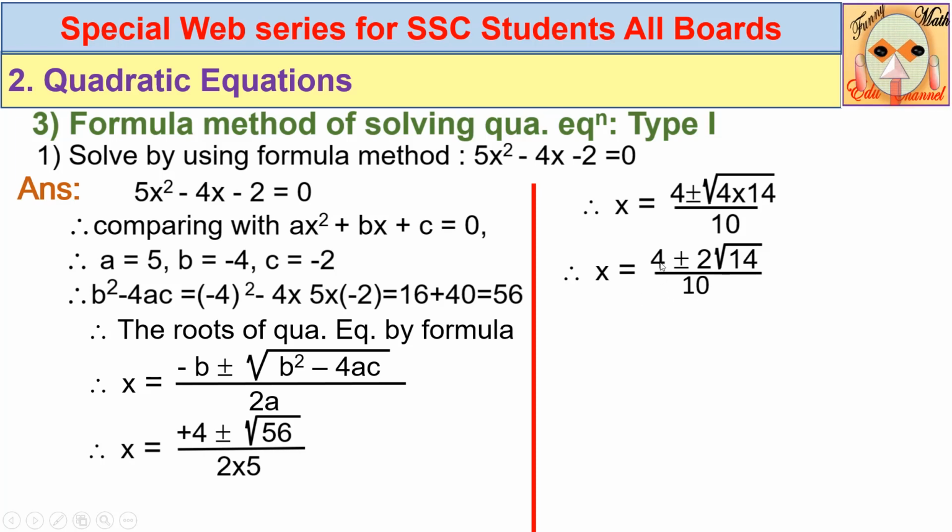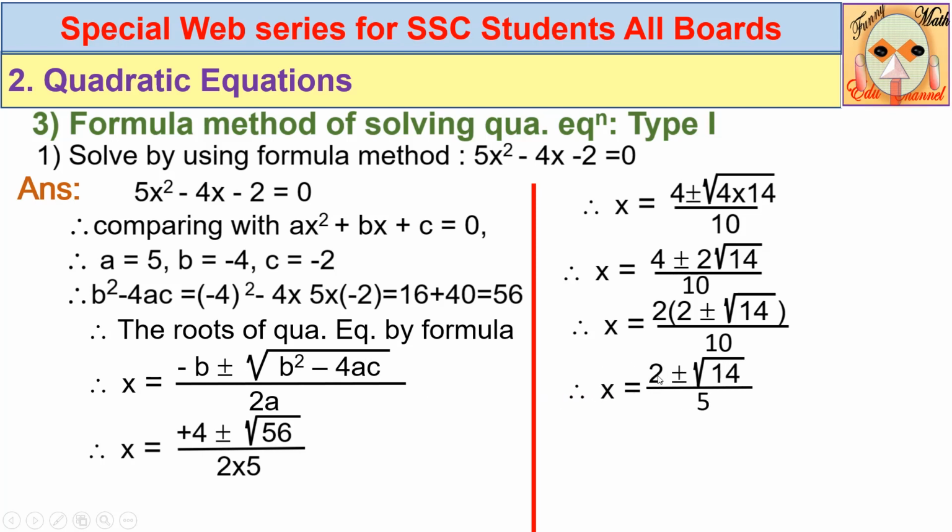Now in the numerator, here is 4 and here is 2. From the numerator you can take 2 common, and so you have the step x is equal to 2 into bracket 2 plus or minus under root 14 divided by 10. Now do the simplification. 2 1s are 2, 2 5s are 10, so in the next step you get x is equal to 2 plus or minus root 14 divided by 5, and you have to write these two values separately, first with a plus sign, second with a minus sign. Then you get the two roots.